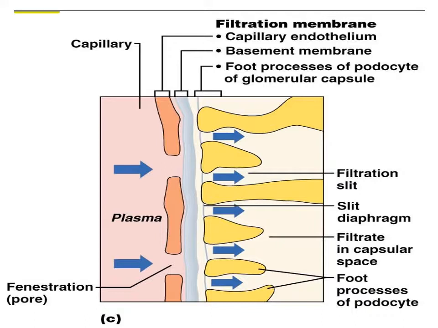A diagram showing the filtration membrane. When fluid and small solutes leave the glomerulus and enter the glomerular capsule, they're traveling across this membrane. It is extremely thin, like all exchange membranes, and consists of the simple squamous endothelium of the glomerulus with its fenestrations, fused basement membranes, and the podocytes with their filtration slits. You can see here how the filtration slits are a little smaller than the fenestrations. Again, they help control the size of molecules that leave the blood during filtration.